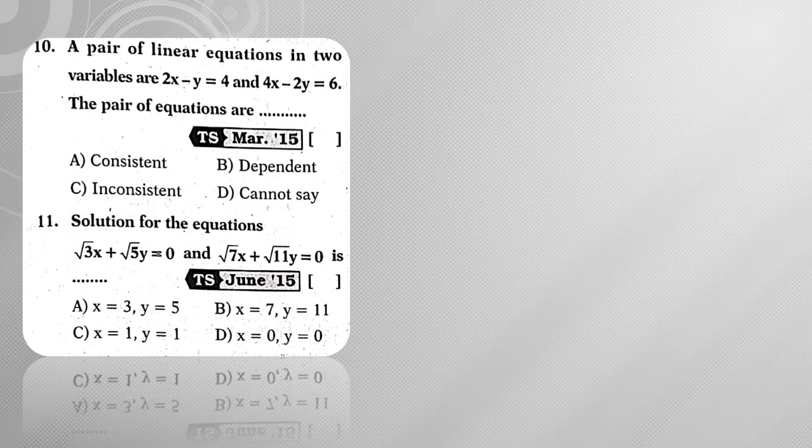Next, moving on to question number 10. A pair of linear equations in two variables 2x minus y is equal to 4 and 4x minus 2y is equal to 6. The pair of equations are. So you need to say what the answer is. So based on this, what is a1 by a2? a1 by a2 is equal to 2 by 4, which is equal to 1 by 2. Next, finding out b1 by b2. So b1 by b2 is equal to minus 1 by minus 2, which is equal to 1 by 2. Next, c1 by c2 is equal to 4 divided by 6, which gives me 2 by 3. So these two are equal and this is not equal.